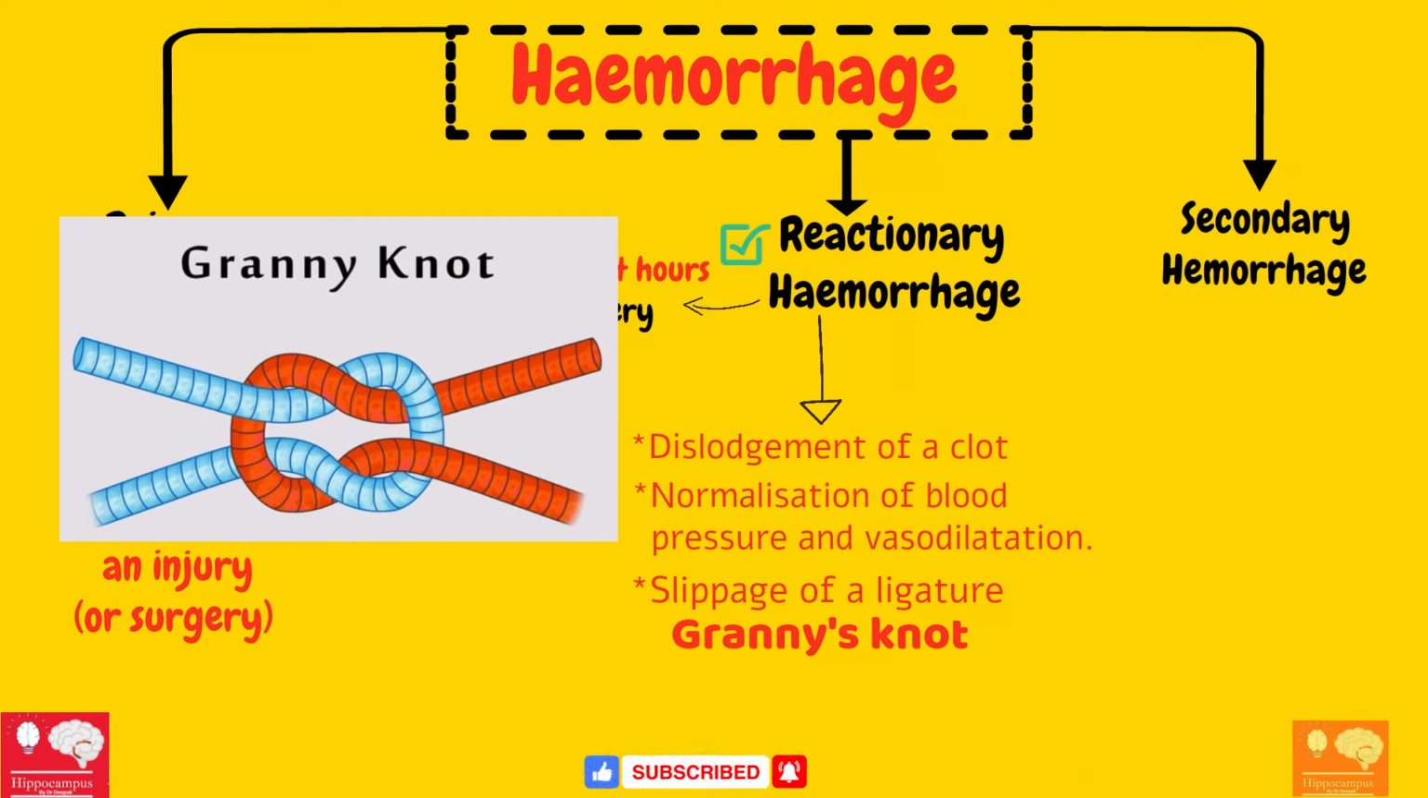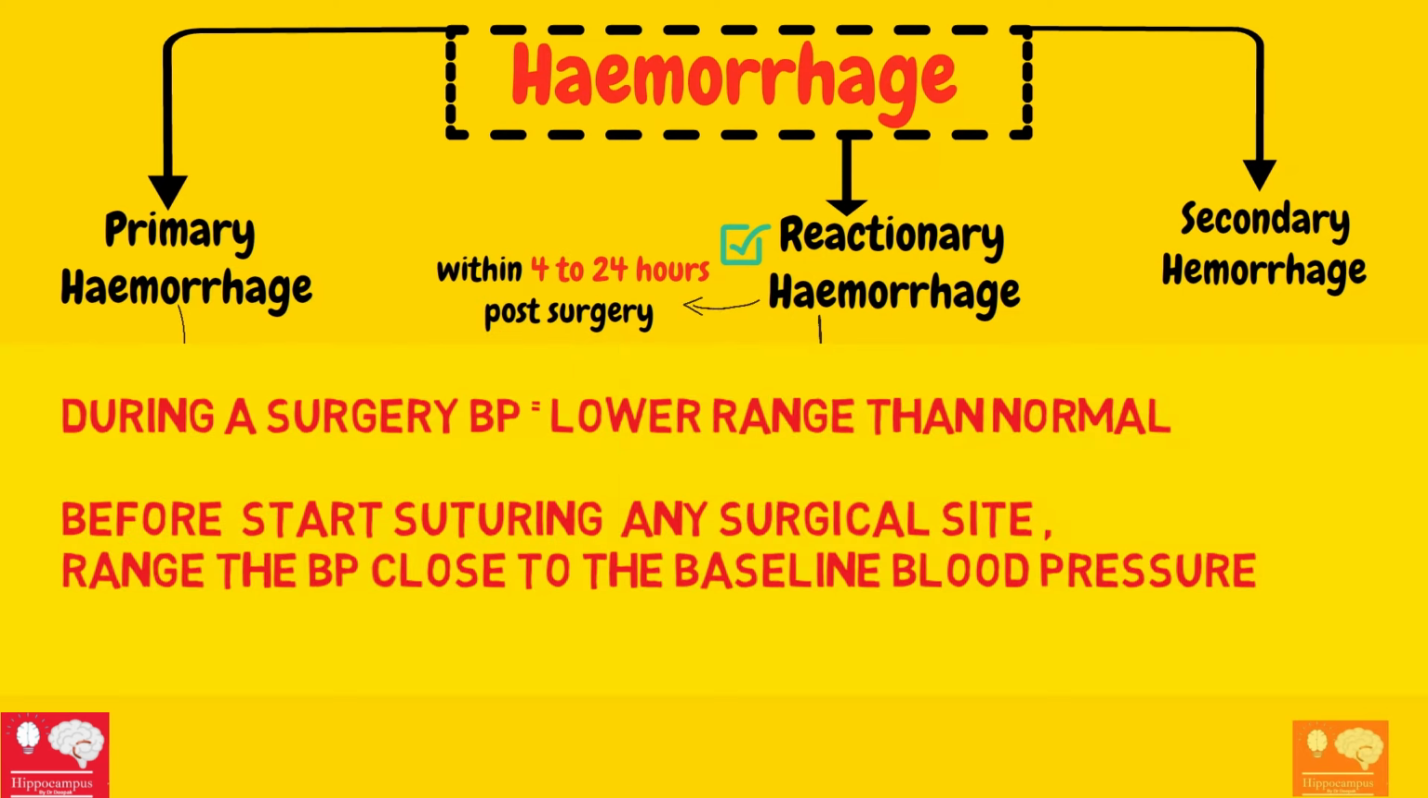During a surgery, we maintain the blood pressure at a lower range than normal so that we can have a bloodless field during surgery, right? So, if we suture at low blood pressure and then the blood pressure rises in the post-operative period, the small vessels can start bleeding later on. Which is why a surgeon, before closing any surgical site, raises the blood pressure close to the baseline blood pressure.